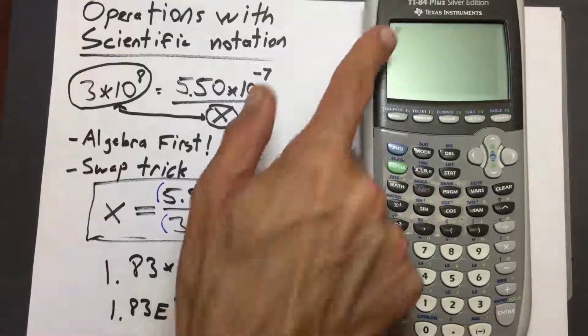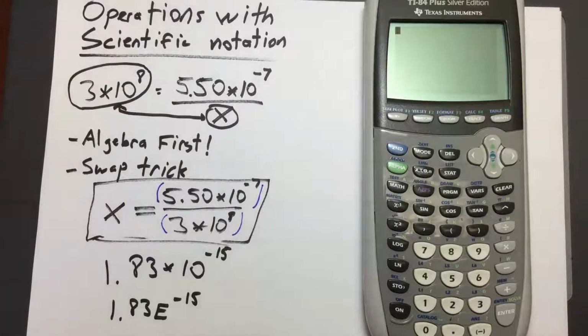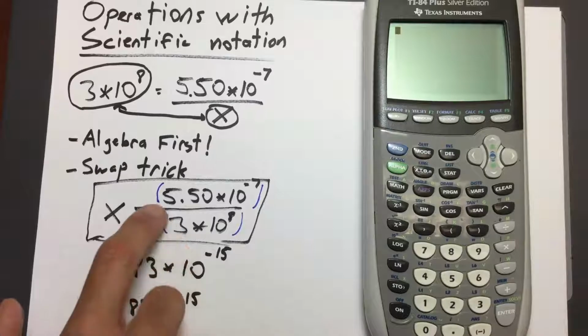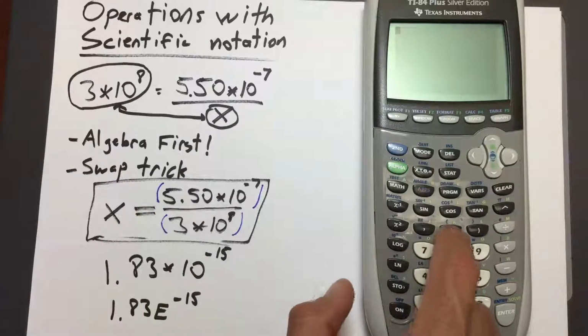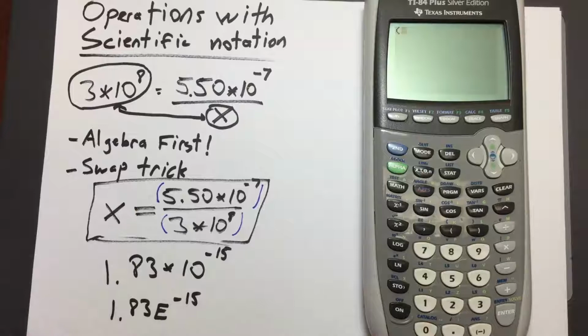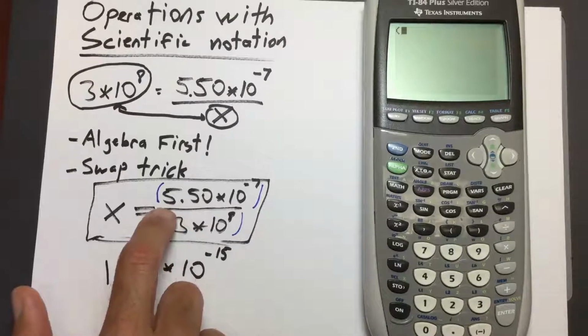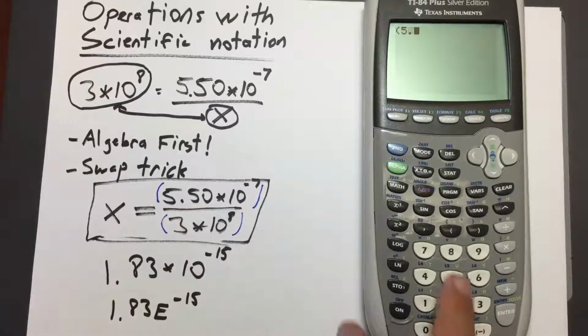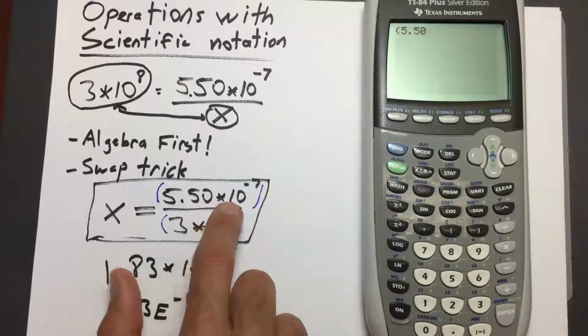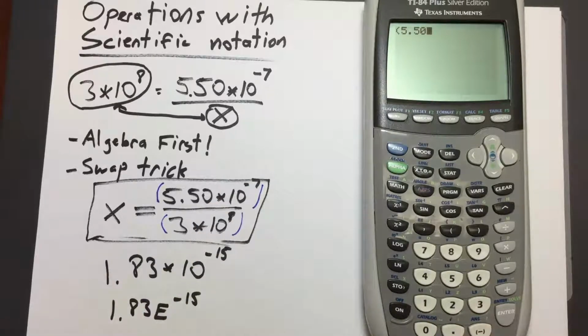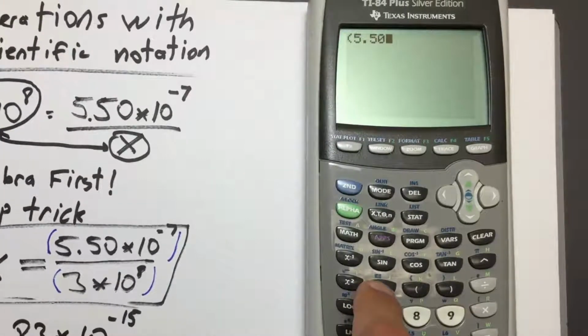For those of you using the TI-84 Plus, we don't have a very convenient way to place fractions in the calculator, so we'll have to place the numerator and denominator separately. First, let's enter the numerator by placing an open parentheses to show that the numerator is coming. Then we'll type 5.50, and then we have times 10 to the -7. Rather than saying times 10, we'll just use the uppercase E, written here in blue above the comma key.